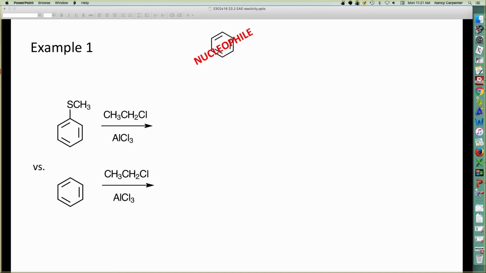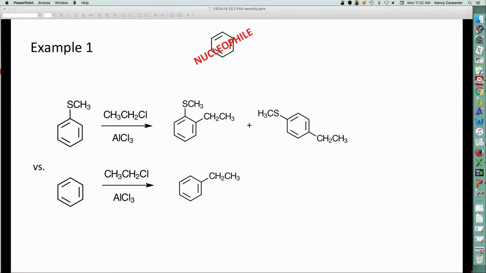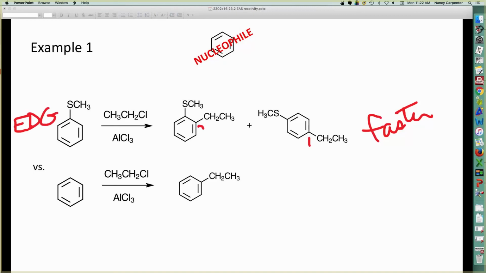And of course, what we're going to do is pay attention to the lone pairs on the sulfur and recognize that that makes it an electron donating group, so we should predict that that would be the more reactive aromatic substrate. And it indeed is. So this will react faster. And as we already saw in the earlier mini lecture, because this is an electron donating group, it's going to be an ortho para director.